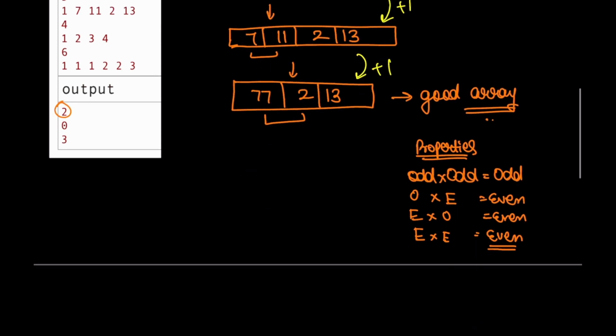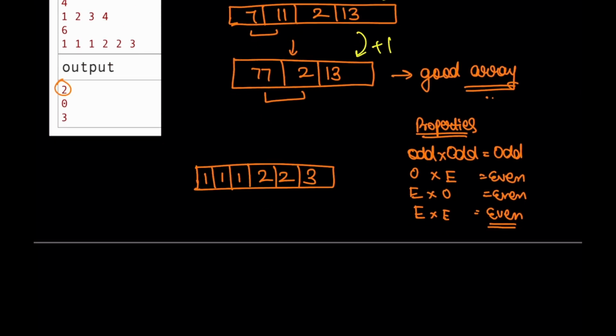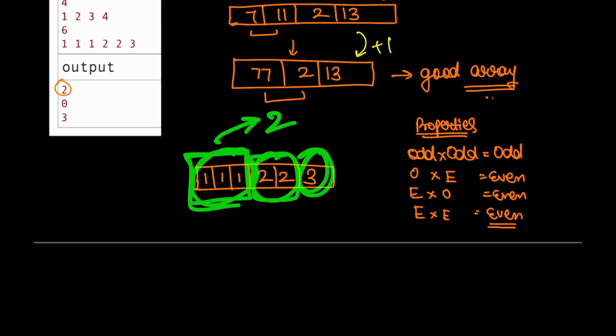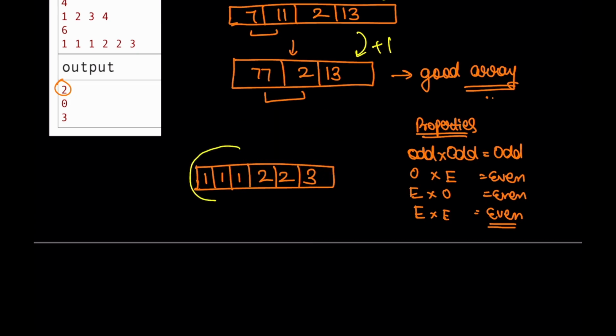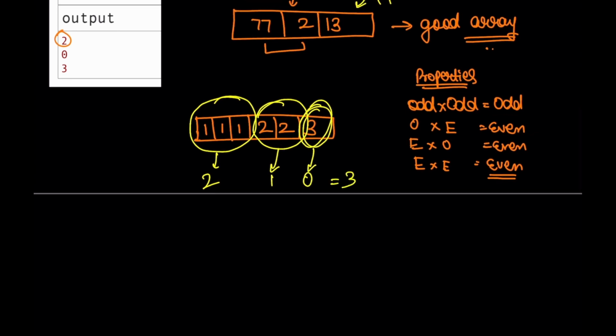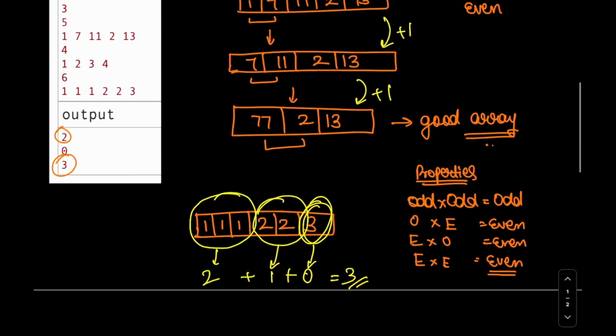Similarly, let's take the last sample test case. Now the groups of same parities are this, this and this. So the number of operations would be 2 here, 1 here and 0 here. So the sum is 3. This is one group, it will require 2 operations. This is one group, it will require 1 operation. This is another group, we don't need any operation for this. So our answer is 2 plus 1 plus 0, that is 3. That is the answer here. So I hope you got the intuition.